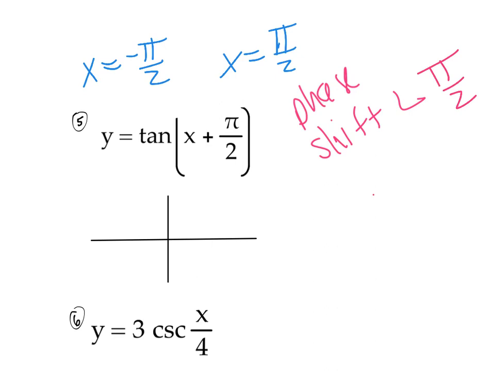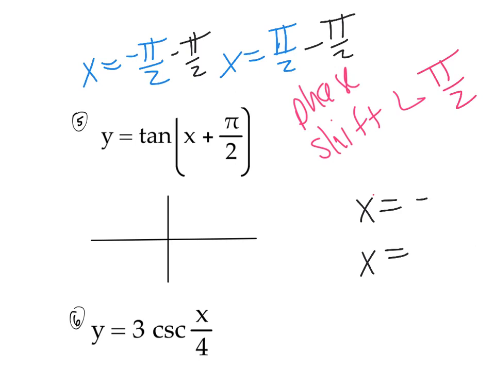Guys, it's whatever is with the x. Since it's just one x, there's your 2 asymptotes. But before I put those on the graph, I have to shift them. Which way? Left. If I shift something left, am I adding or subtracting? So I'm going to subtract pi over 2 from both of these. And when I do, where do I get asymptotes at?